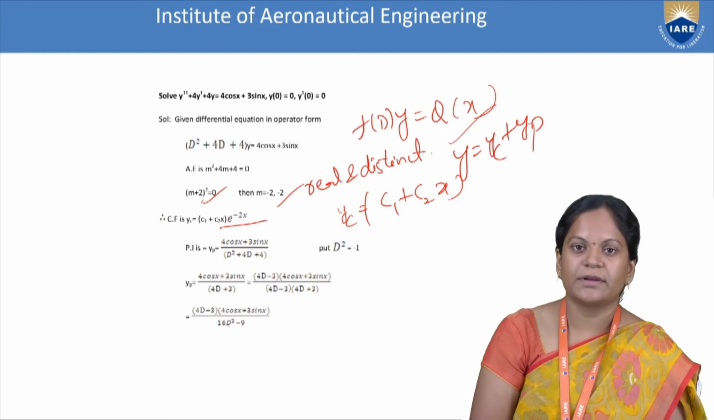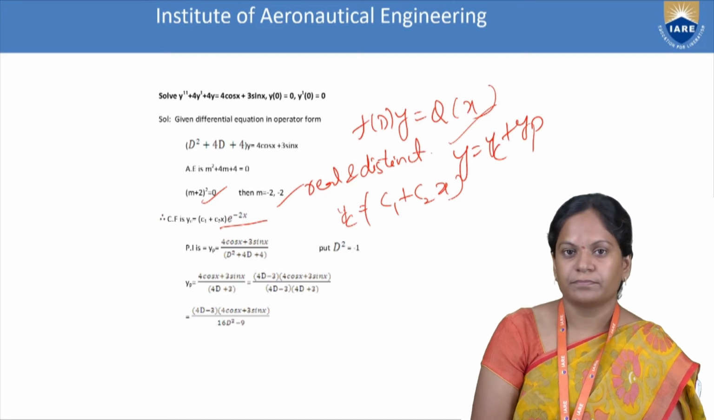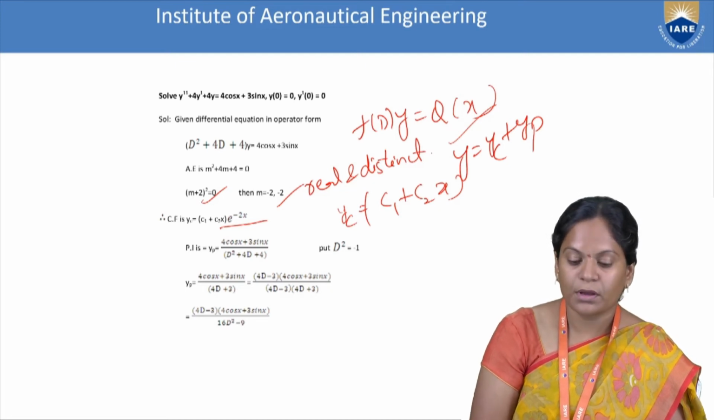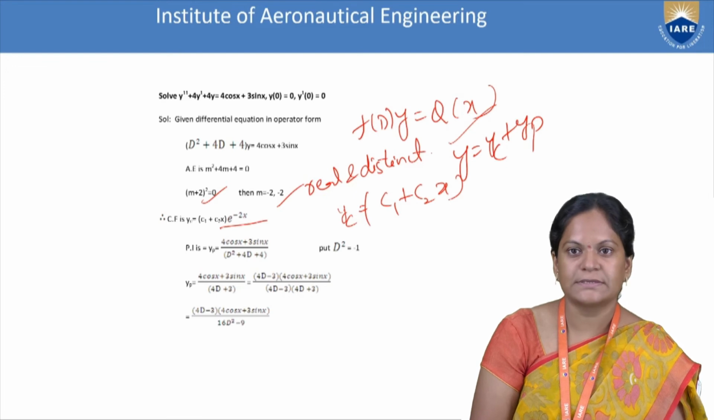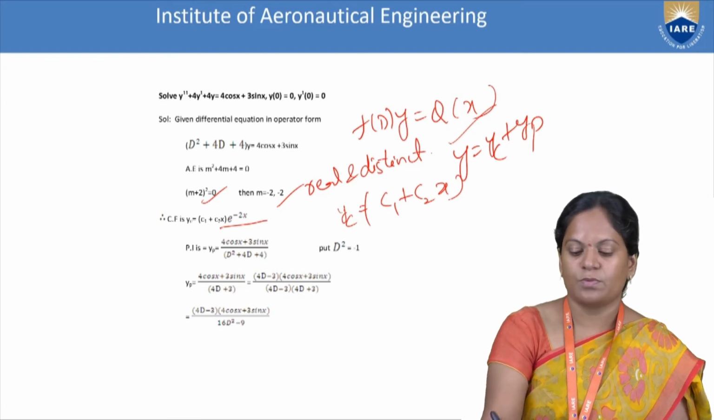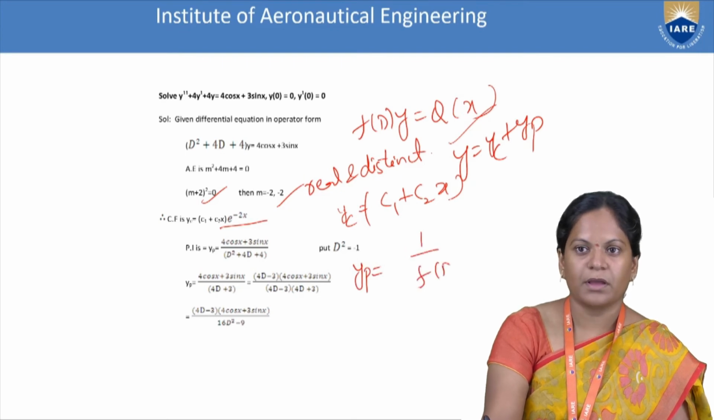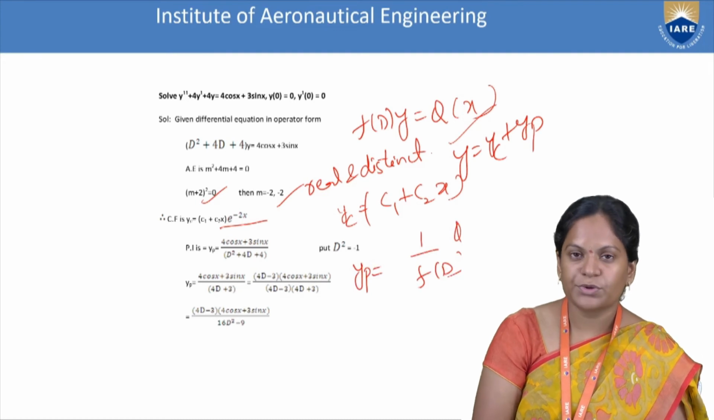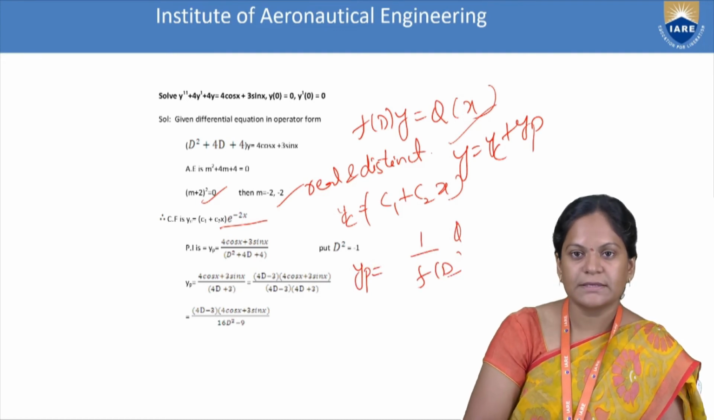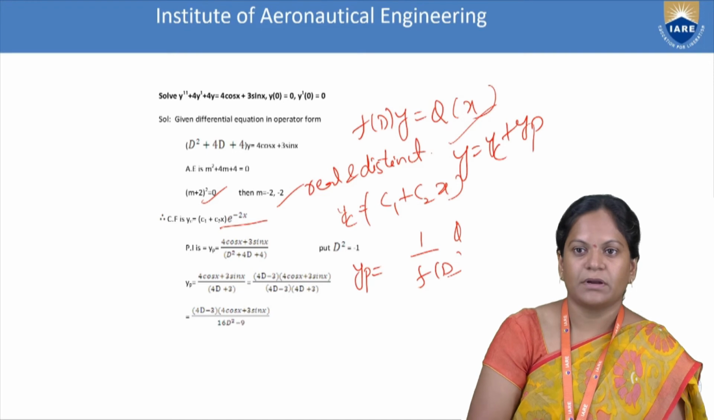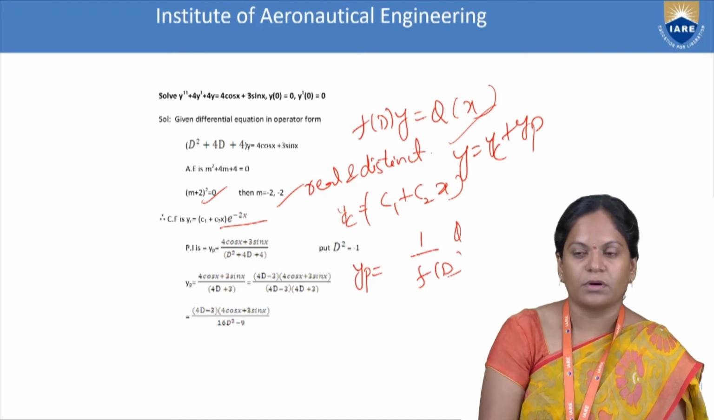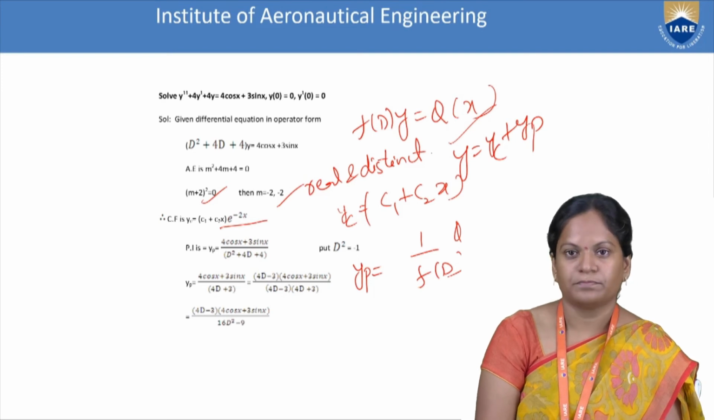Now we find the particular integral by using q of x. Here we have q of x as 4 cos x plus 3 sin x. So what is the formula to take yp? Yp is 1 by f of d into q of x. What is q of x? 4 cos x plus 3 sin x, divided by f of d. What is f of d? D square plus 4d plus 4.